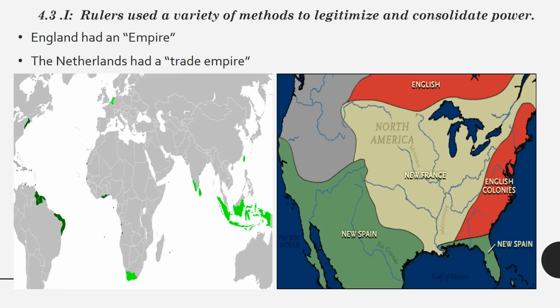4.3.I, rulers using a variety of methods to legitimize and consolidate power. And this is really going to boil down to a discussion of the Dutch Empire, or trade empire as I will call it, and the British actual empire.